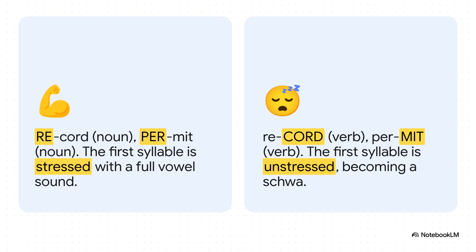Okay, now here is where it gets really cool. The schwa is completely tied to word stress. Let's take the word record. When it's a noun, like a vinyl record, we stress the first syllable, REC-ord. That E is a full sound. But when it's a verb, to record something, the stress moves, re-CORD. Did you hear that? The first vowel just collapsed into a schwa. It went from re to ruh. Same thing with permit, the noun, and permit, the verb. The moment the stress leaves a vowel, bam, it turns into a schwa.